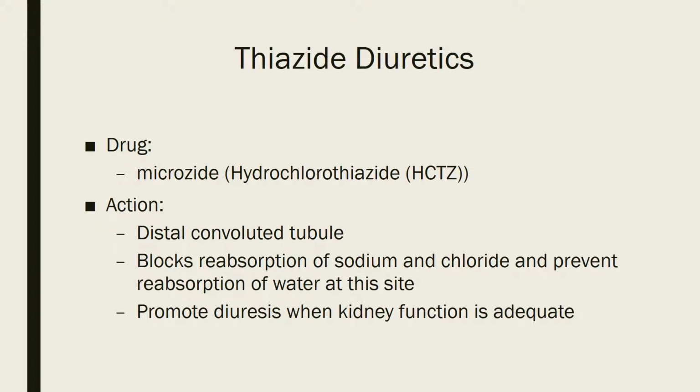Thiazide diuretics, this is Microzide, which is hydrochlorothiazide, HCTZ, which is probably what many of you have heard it called. These are also potassium wasting medications, so another one you have to watch. These work on the distal convoluted tubule. It once again blocks the reabsorption of sodium and chloride and prevents the reabsorption of water at this site, and it promotes diuresis when the kidney function is adequate.